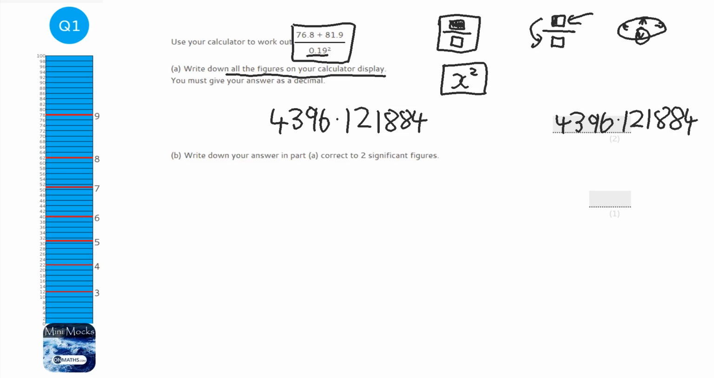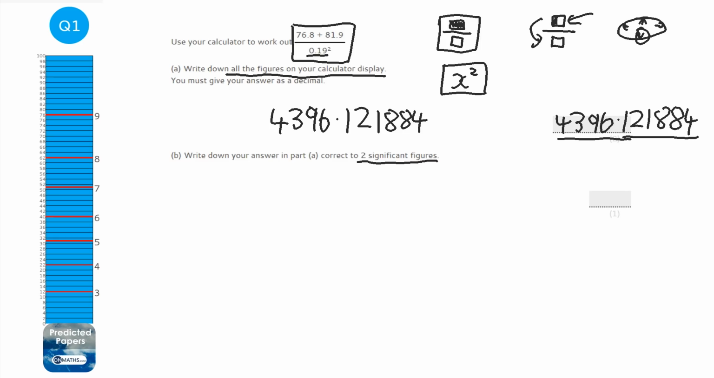Now, if your calculator's set to a mode which is going to show even more numbers, then normally six digits after the decimal point is more than enough. They won't require you to go to 100 or 200 decimal places. On this question, that's actually an exact amount. Okay, so write down correct to two significant figures.